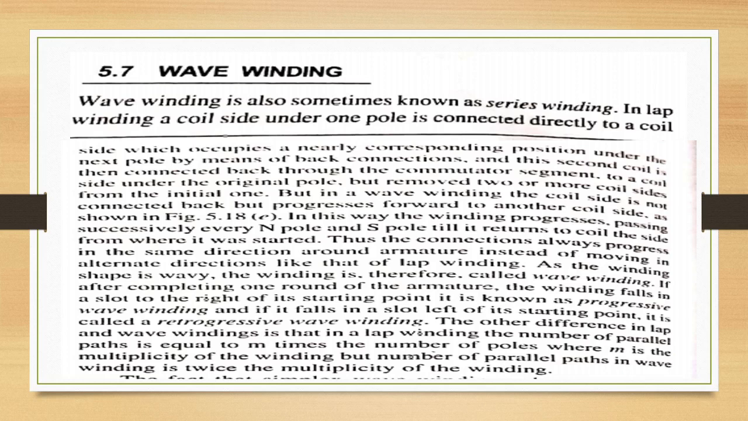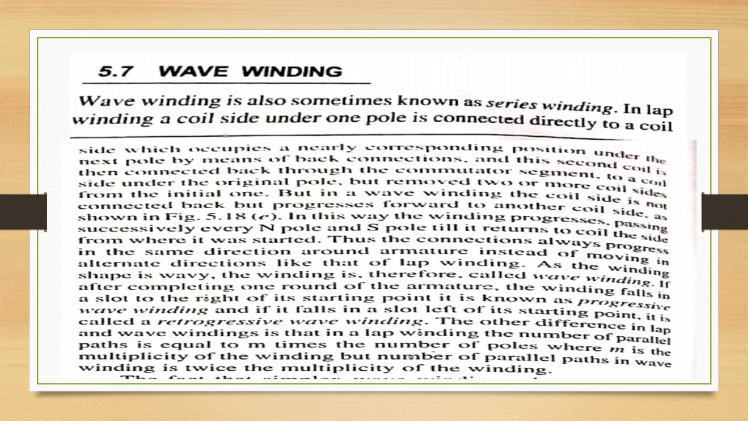So connections always progress in the same direction around the armature instead of moving in alternate directions like that of lap winding. As the winding shape is wavy, it is therefore called wave winding. If after completing one round of the armature, the winding falls in slots to the right of its starting point, then it is called progressive wave winding. And if it falls in a slot left of the starting point, then it is called retrogressive winding.